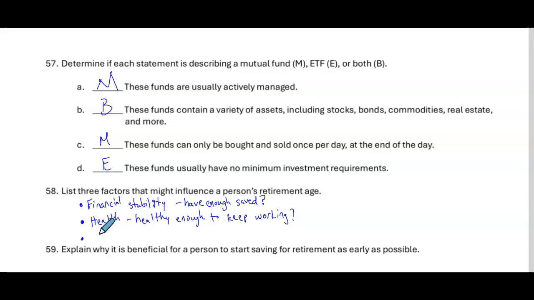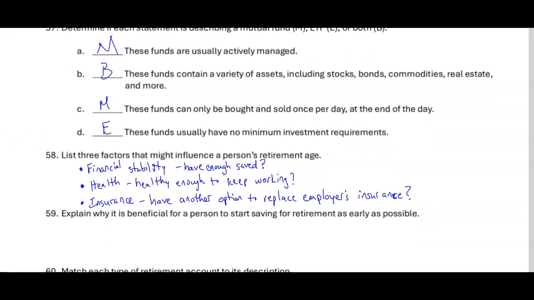And item 3 is your insurance. Do you have another option to replace your employer's insurance? As soon as you stop working, you've got to get your own insurance, which can be quite expensive. So you have to decide, do you have another option that is going to be affordable or manageable in order to replace that insurance that you've been getting from work?